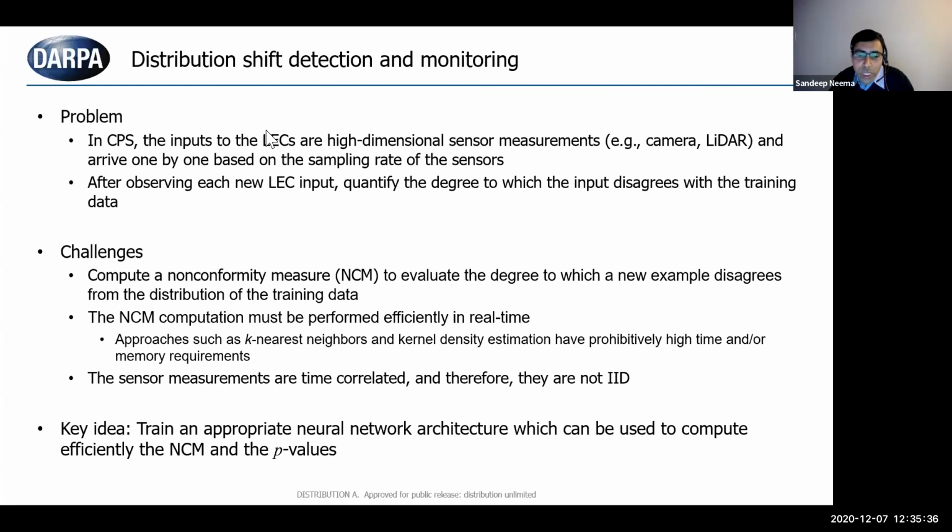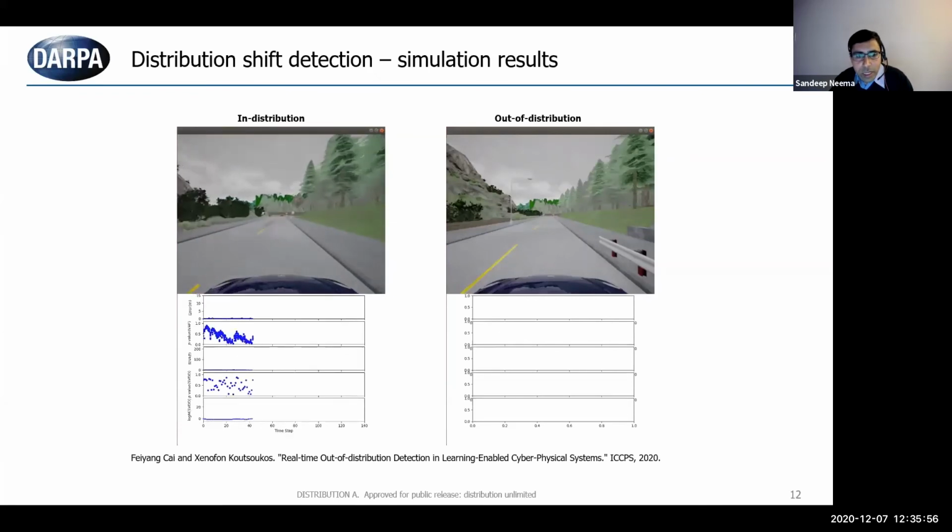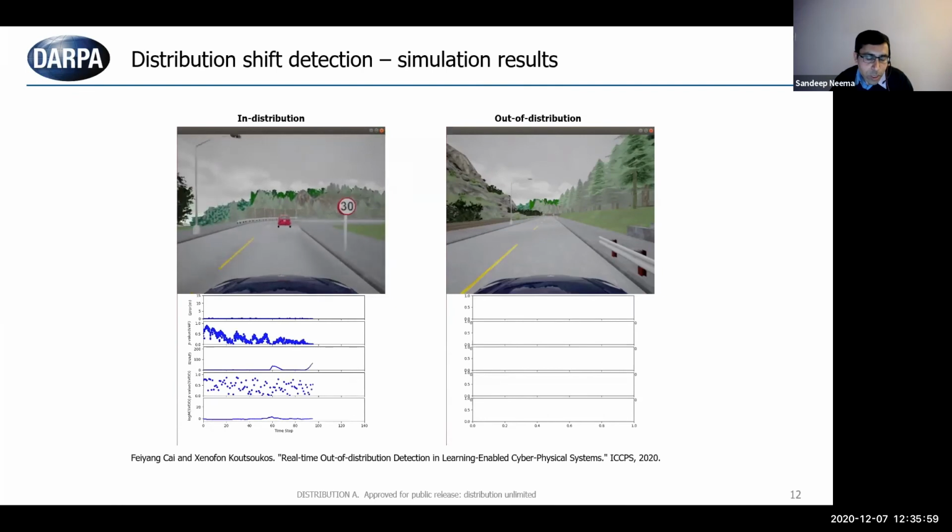So instead, what he has done is to train a neural network architecture that can efficiently compute the NCM and how the NCM values are distributed with respect to the typicality. Here is just a video of the results. Some of the measures shown in the chart at the bottom show the p-value, that is the typicality of the data, and then an aggregated measure he computes called the martingale, that can now be used as an assurance measure.